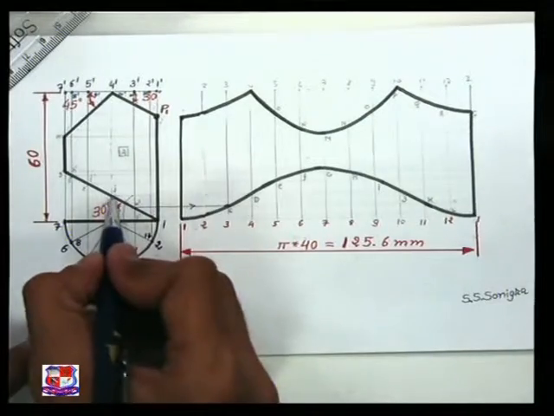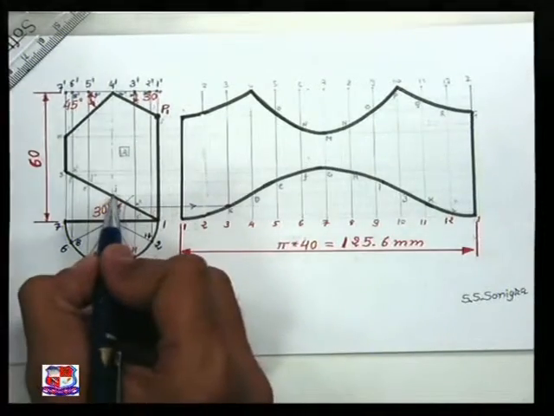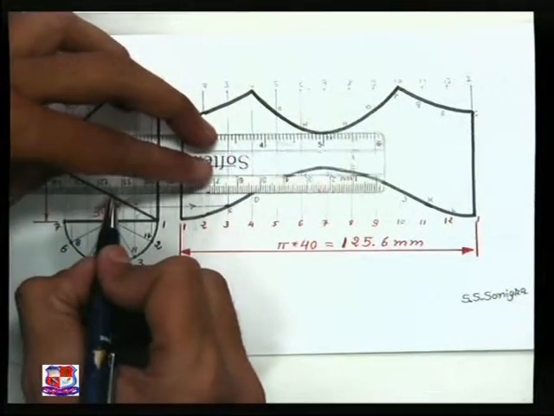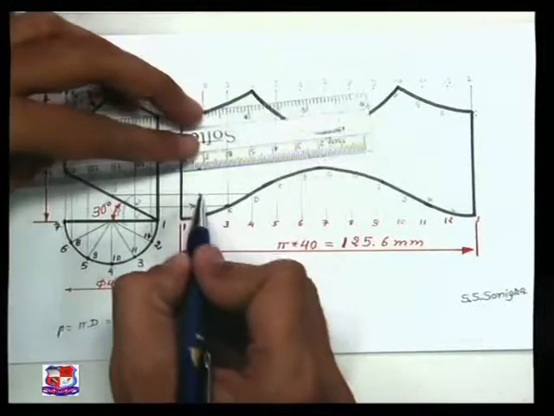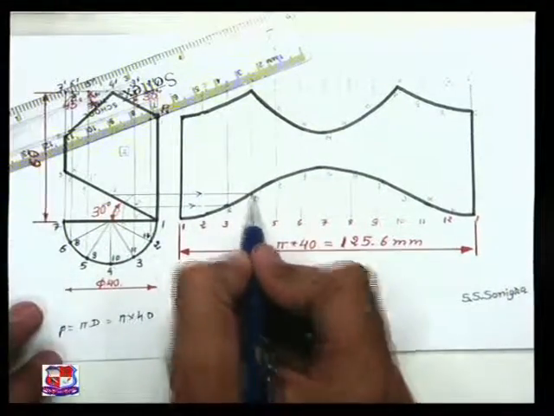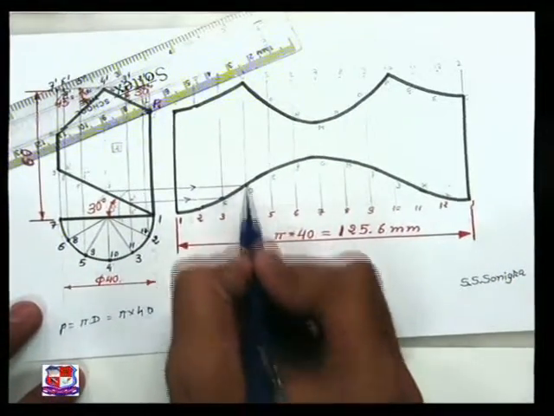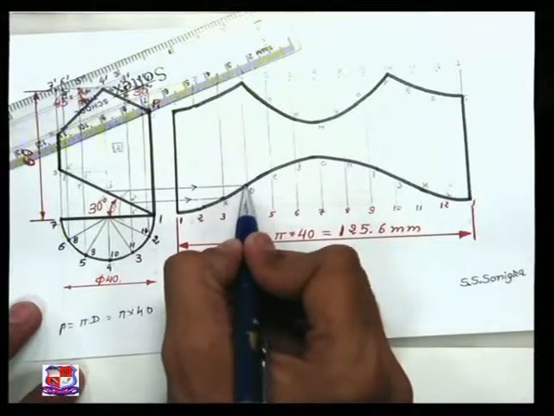Similarly, this is point number 4. On point number 4, this is the point. So from this point draw a horizontal line like this, and that will cut the vertical line from point 4 at this point. So this is point number D.